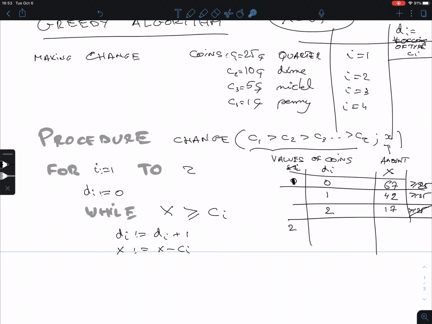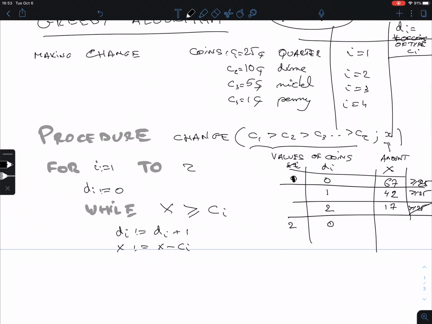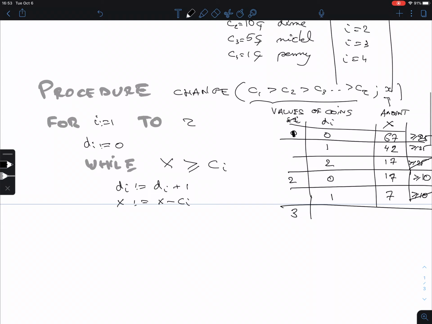2 tells me the first command is to put d2 equal to 0. Okay, and now I'm going to compare with 10. That's c2, right? c2 is 10 cents. Is 17 bigger than 10? Yes, it is. So I'm going to subtract. If I do this, I get 1 coin, and I subtract 10, leaving 7. Is this bigger than 10? No. This means, again, my while loop is finished, and my i will increase to 3.